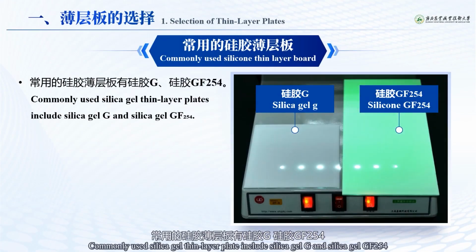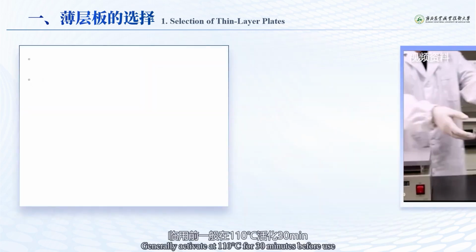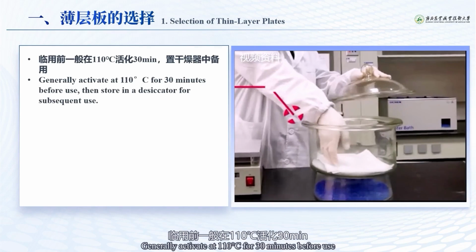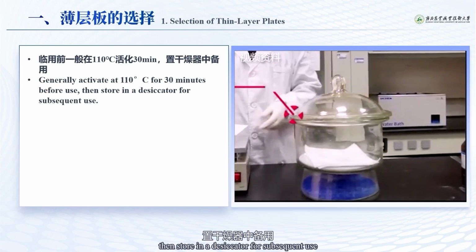First, selection of thin layer plates. Commonly used silica gels in layer plates include silica gel G and silica gel GF254, where GF254 indicates the addition of a fluorescent agent that displays a green background under ultraviolet light at a wavelength of 254 nm. Generally activate at 110 Celsius for 30 minutes before use, then store in a desiccator for subsequent use.